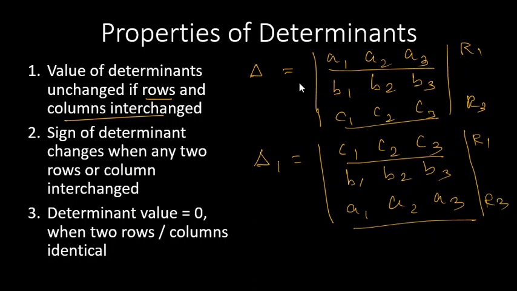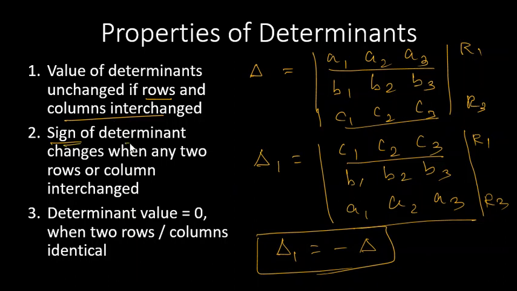If it is interchanged, the determinant of the second one is the negative of the original one. This is what is illustrated. The sign of the determinant changes, whereas nothing happens by the interchange of rows and columns between any two rows or any two columns. Then we will go ahead with the third one.